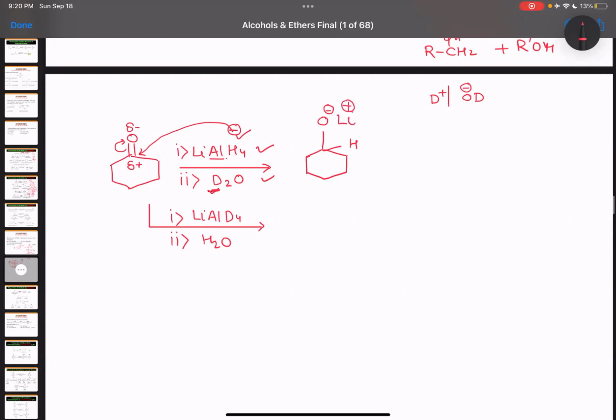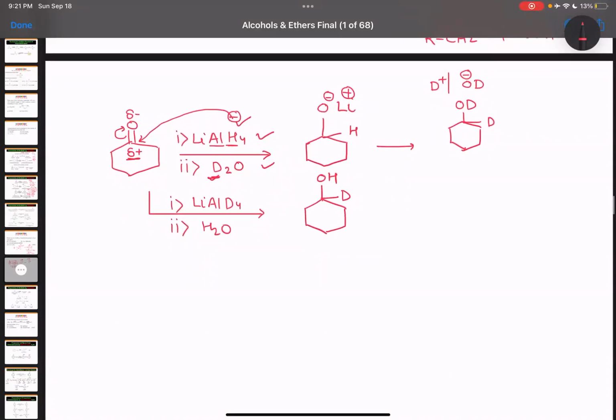So H minus will come at the carbon. H minus from LiAlH4 is going to come and join itself to the carbon because carbon is partially positive. O minus is going to form and O minus will react with D plus. So OD will form, right? And in the lower case, it is going to be the reverse. Here the D will get connected to the carbon and that will be OH, right?